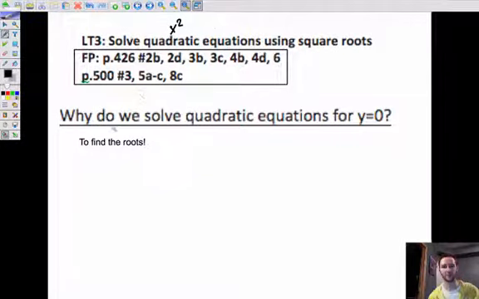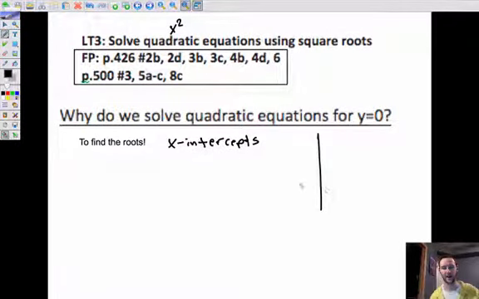The first question that's on here and on your notes is why do we solve quadratic equations? Why do we solve them, period, and then especially why do we solve them for y equals 0? We do that in order to find the roots. The roots are also the x-intercepts.